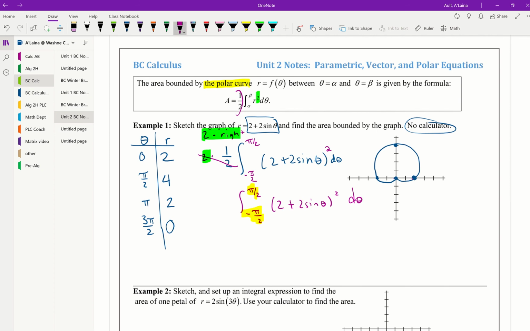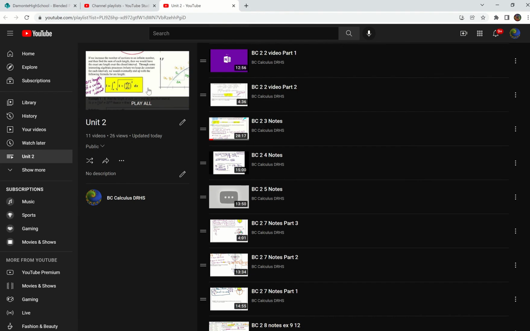So I'm going to expand this out through FOIL, and I would get 4 plus 8 sine of theta plus 4 sine squared of theta d theta. Now, most of these terms I know how to integrate. I know how to integrate 4. I know how to integrate 8 sine theta. What I don't know how to integrate is 4 sine squared theta. But thankfully, we do have some nice trig identities.